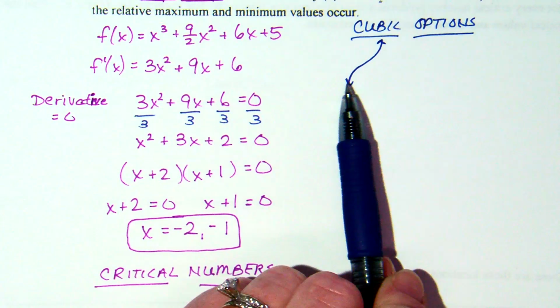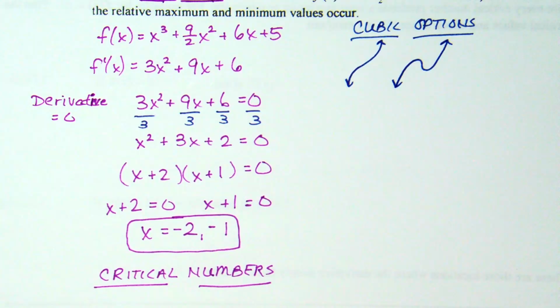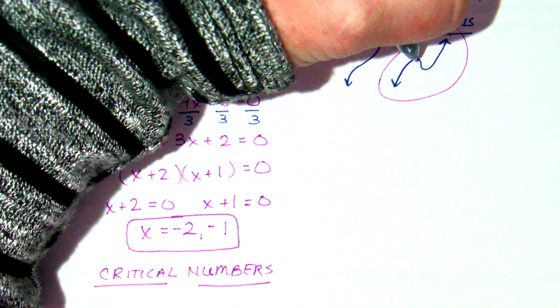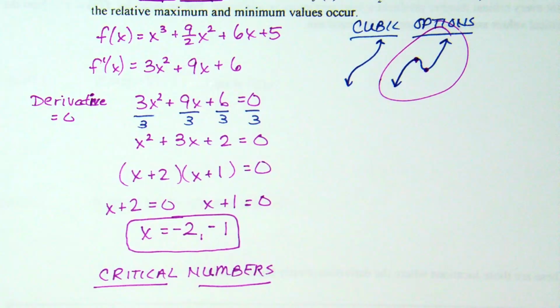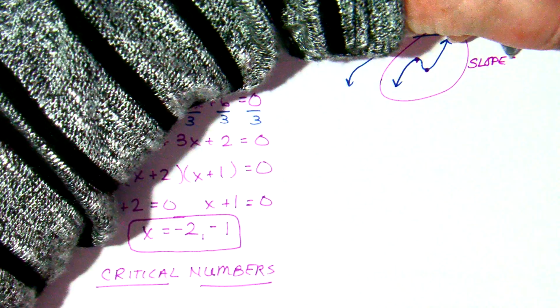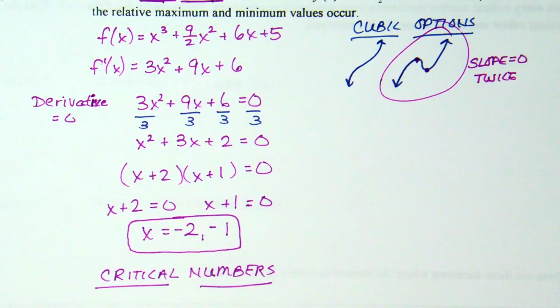The other option is there can be up to 2 mins and maxes. Can you visualize what that will look like? If it keeps that same basic shape, but has a min, a max, and an inflection, or always an inflection point in there. Which one does our graph look like here? Our graph has to look like this one because we have 2 places where the slope equals 0. So our slope equals 0 twice because we have 2 critical values. Since we have 2 critical values, our graph has to look like that.